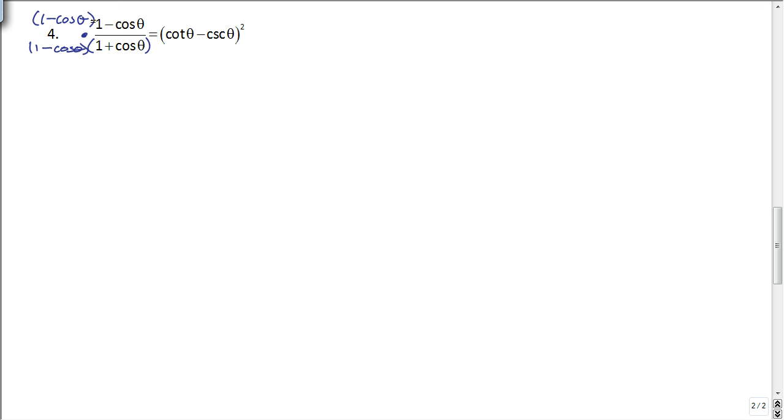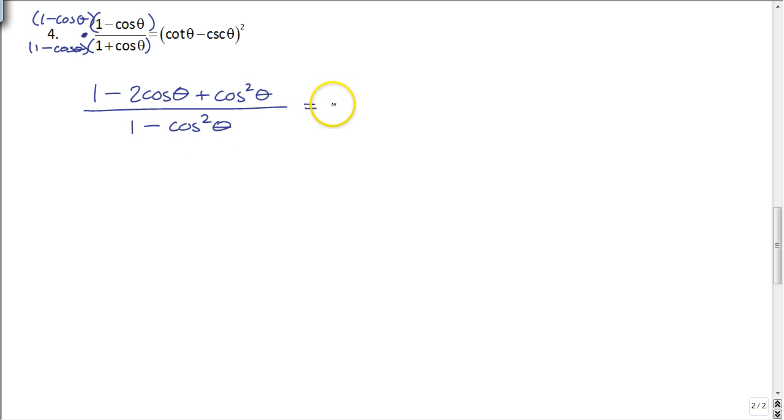And when we do that, the top is going to be FOILed, and you're going to have 1 minus 2 cosine theta plus cosine squared theta all over. And when you FOIL the denominator, that's going to be 1 minus cosine squared theta. Okay, so all we did is multiply the top and bottom by the same thing. That's a clever form of 1.